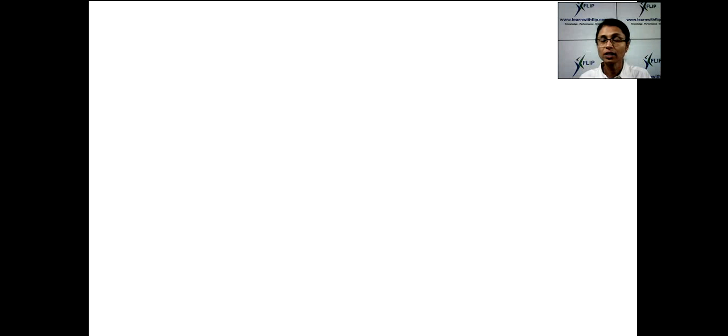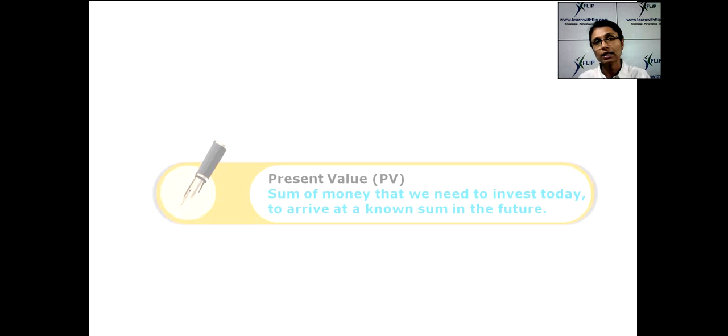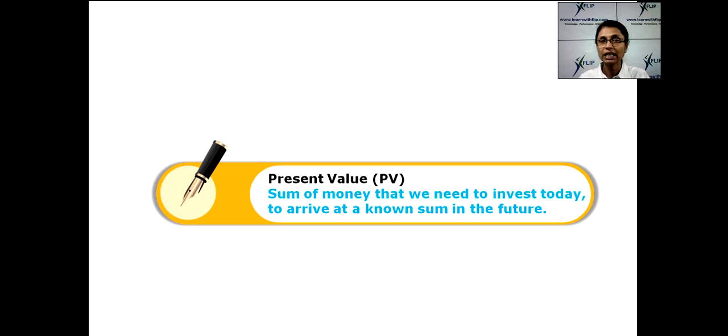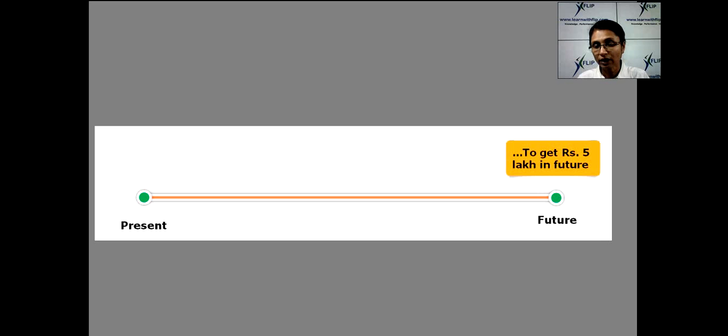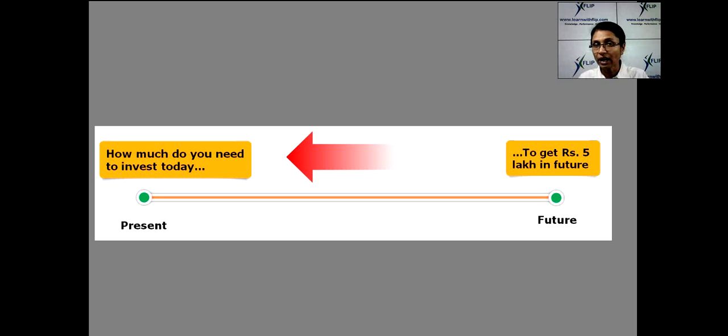Now look at present value. The present value, well, obviously that is the value of a sum of money as it is today. But also it is the sum of money that we need to invest today to arrive at a known sum in the future. So for example, you know that in order to pay for a car or some fees or an installment, you have a known future value, 5 lakh, at a known point of time in the future. How much do you need to invest today to arrive at that known future value? That is the present value.